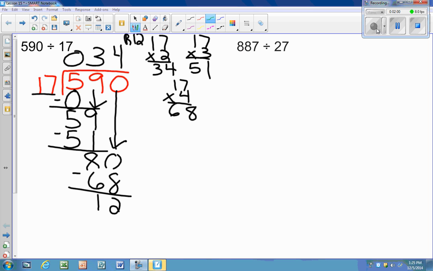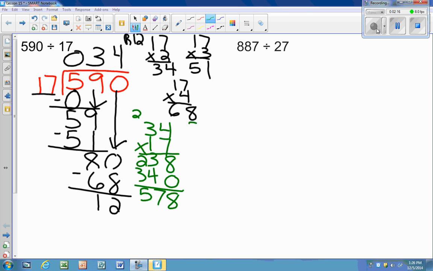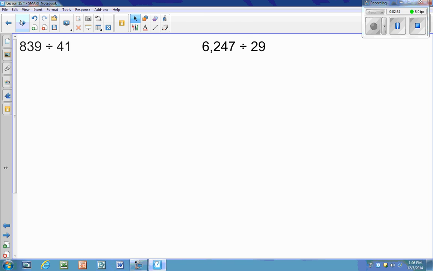So now I'm going to go on the side over here, and I'm going to check by doing 34, which is the quotient, times 17. Now I'm going to take that 578 and I'm going to add in the 12 that I had on the side there. And 590 matches the 590. So my answer is correct. I'm going to skip the problem on the right and I'm going to go to the next set of problems.